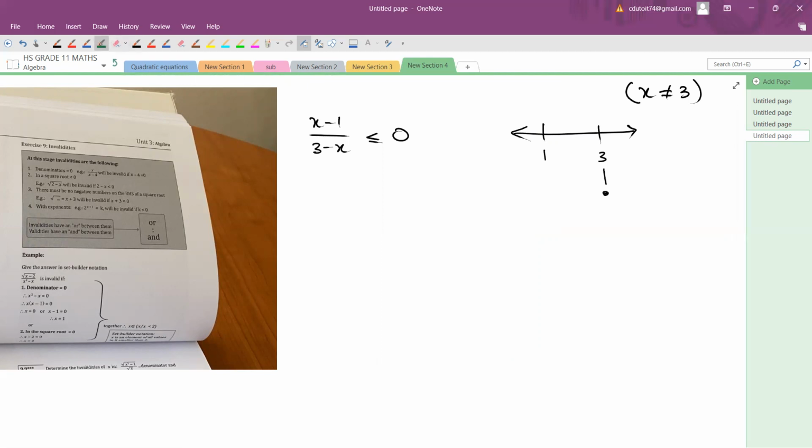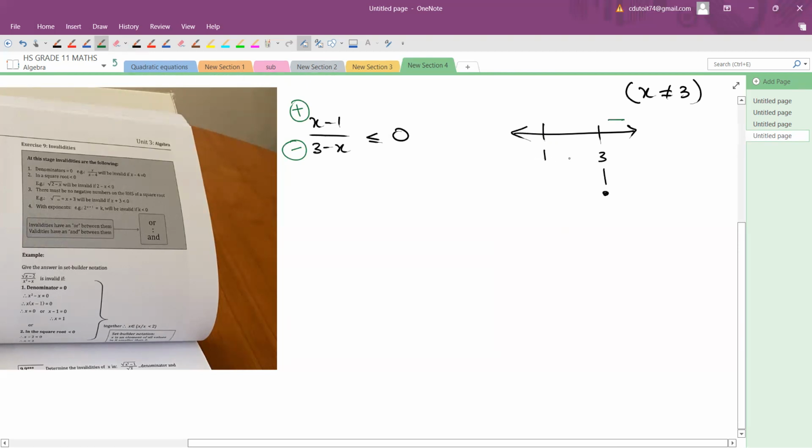Now, put in any value larger than 3. Let's put in a 10. At top, I'm going to have a positive. At the bottom, I'm going to have a negative. And a positive divided by a negative is a negative. Put in any value between 1 and 3, like 2. Then I have a positive on top and a positive at the bottom if I put a 2 in. So that will be positive, and that's going to be negative as well. I want all the negative values because my equation must be smaller or equal than 0. There's the one negative bit. There's the other negative bit.